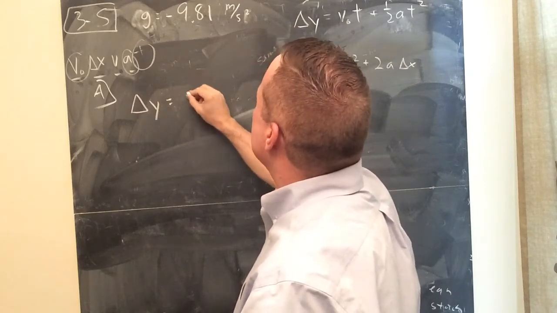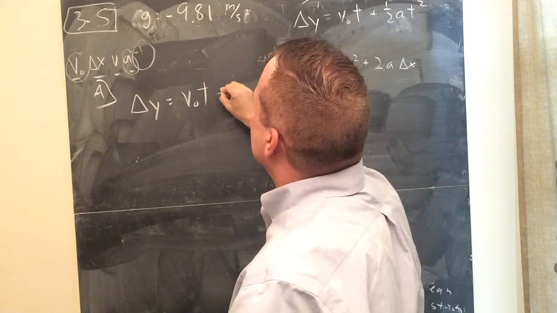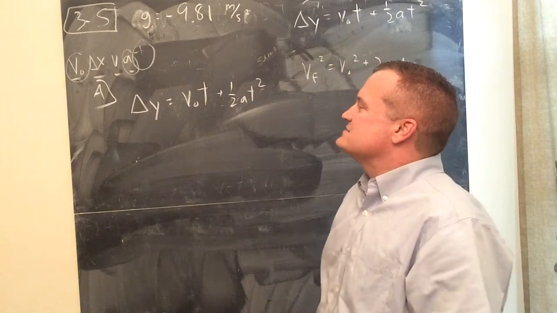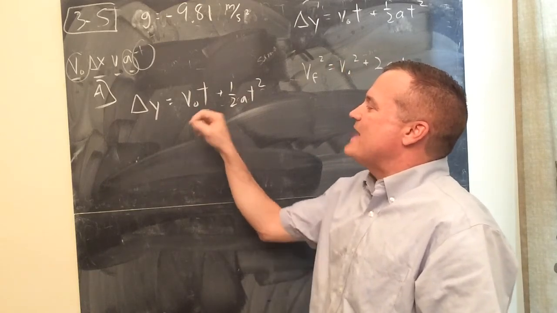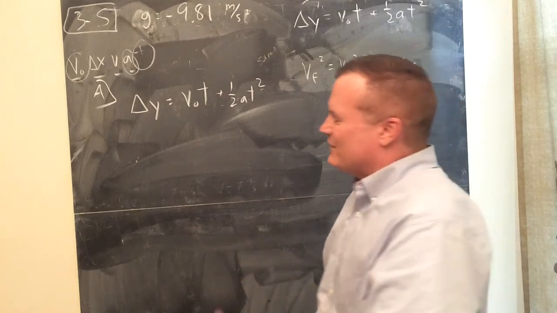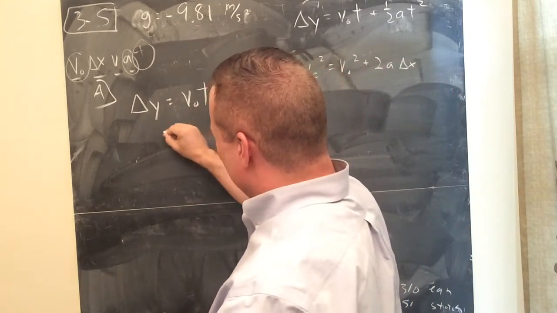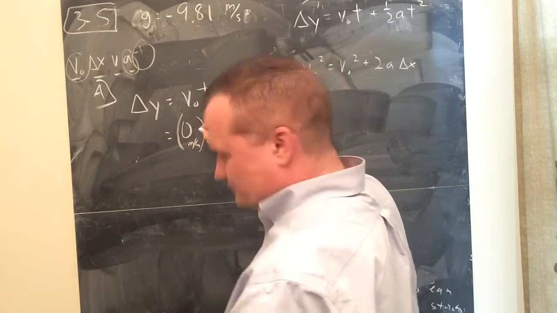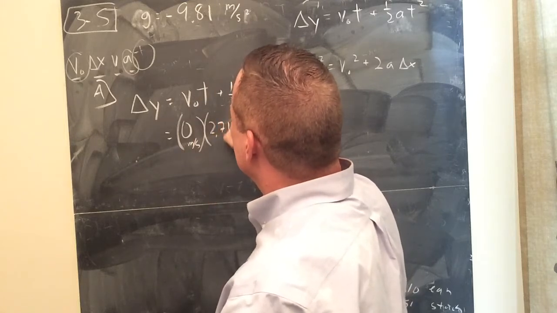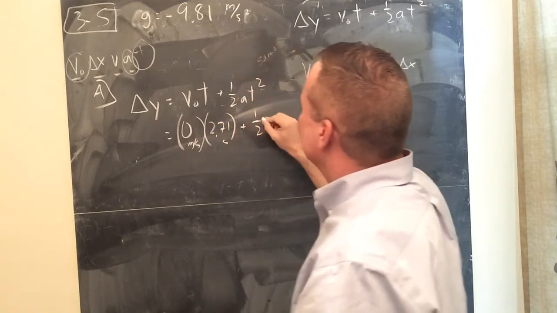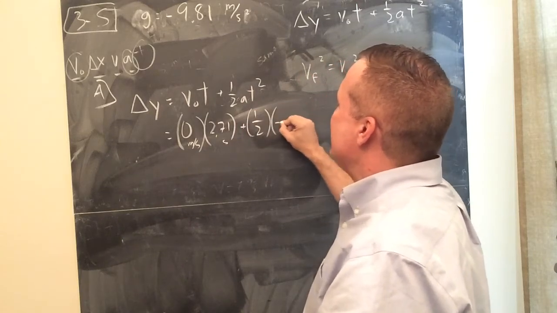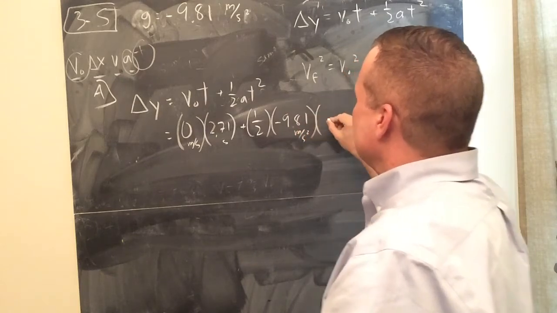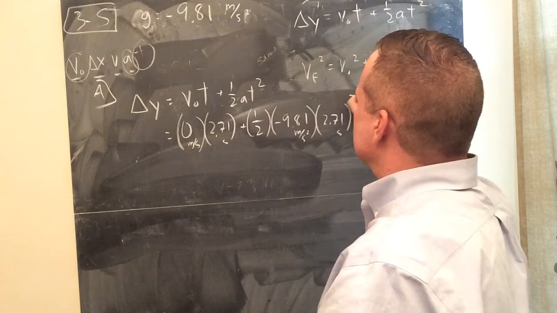The height, delta y, will be initial velocity times time plus 1/2 at squared. Now, on a problem like this, it's okay to use that equation. I said that I try to stay away from it a lot, but here I'll do it because the initial velocity is 0 meters per second, times the time, 2.71 seconds, plus 1/2 times the acceleration, negative 9.81 meters per second squared, and the time, again 2.71 seconds, and it has to be squared.